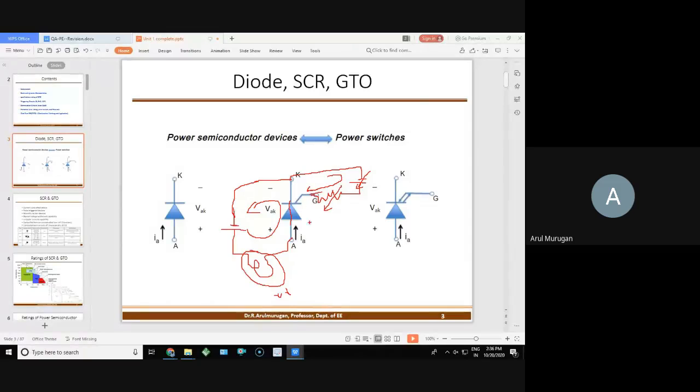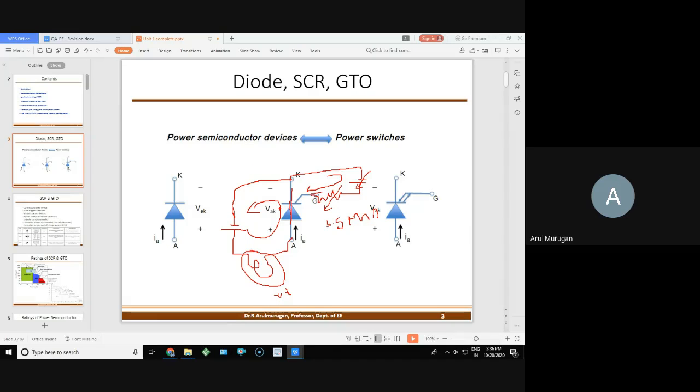What is the current you need to give? The minimum current needed is 3.54 milliampere. Once you apply 3.54 milliampere, what will happen? The switch is closed. Once the switch is closed, the power circuit is working.